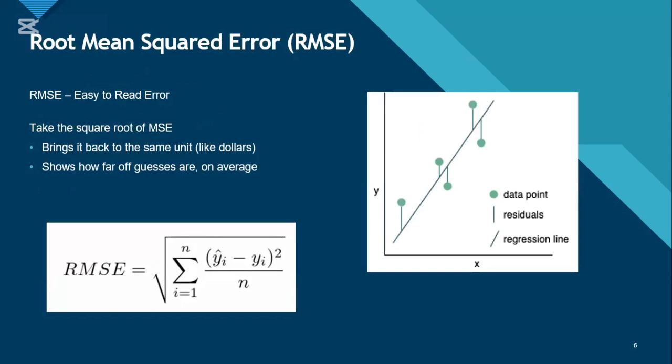Third is root mean squared error. This error is easy to read. We take the square root of MSE, the mean squared error we already looked at previously. So this is exactly the same; we've just taken the root of the mean square. What it does is show how far off the guesses are on average, and it brings the error back to the same unit also. So we have the different values and different errors, we square them, divide by the number of guesses, and take the square root of it.